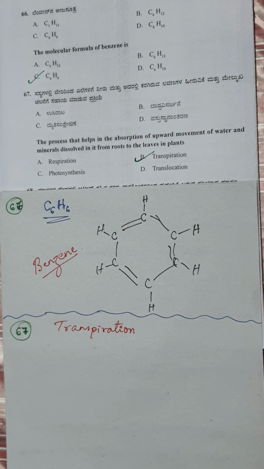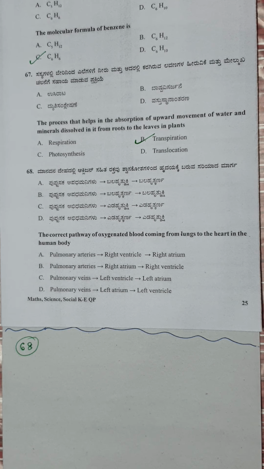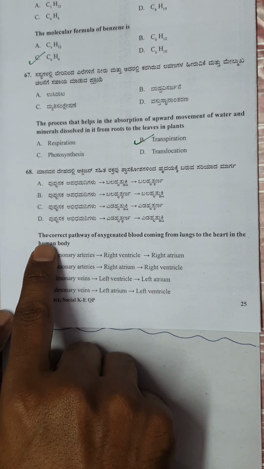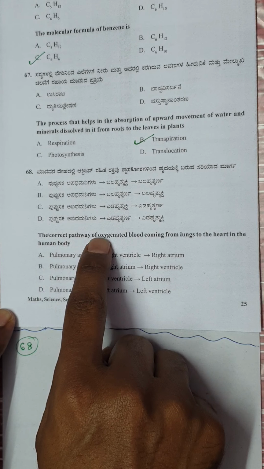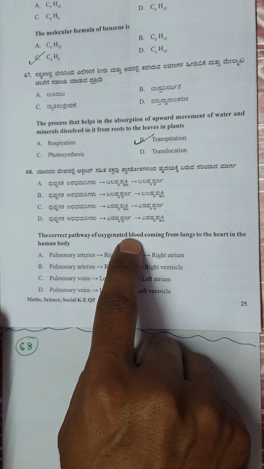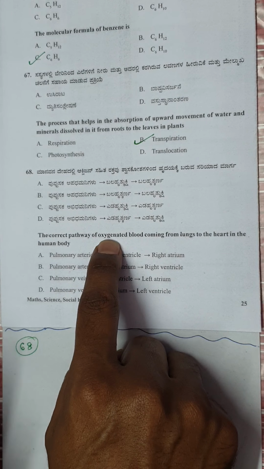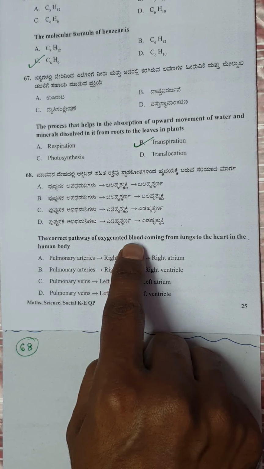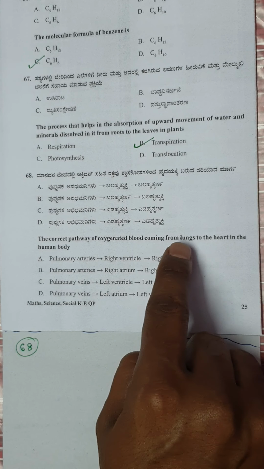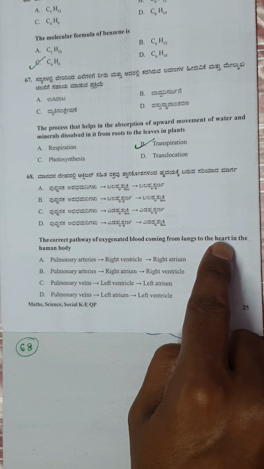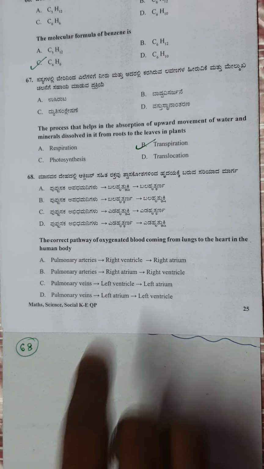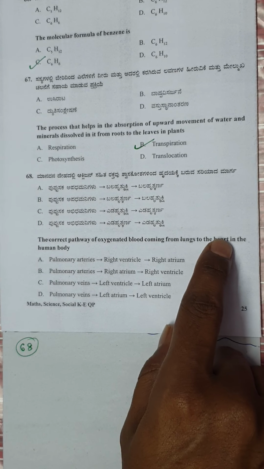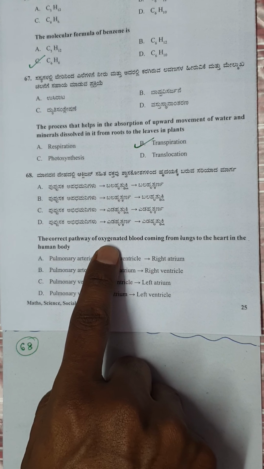Okay, so let's move on to question number 68. The question number 68 goes like this: the correct pathway, read the question clearly, the correct pathway of oxygenated blood. Once again, you have to read each word carefully. The correct pathway of oxygenated blood coming from lungs, okay, to the heart in the human body. You have to trace the path from lungs to heart. Okay, what is the path it follows? Now he is telling you that it is the oxygenated blood.